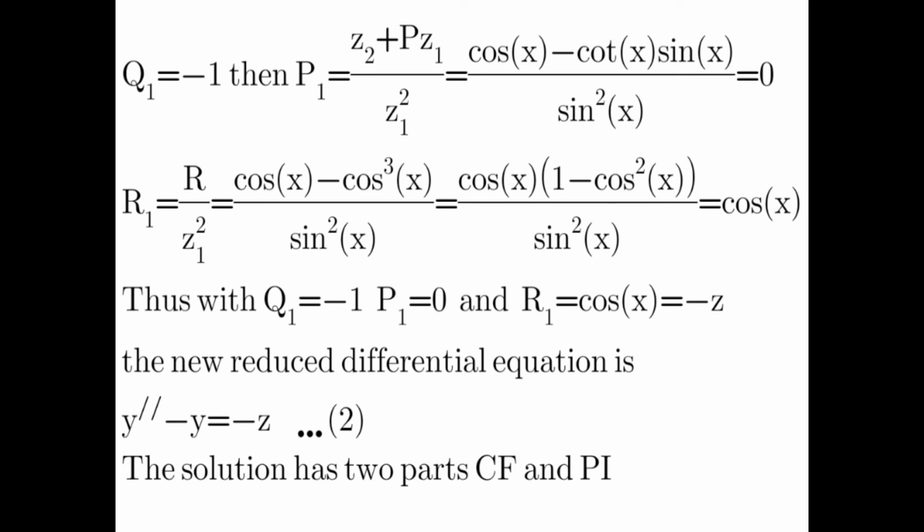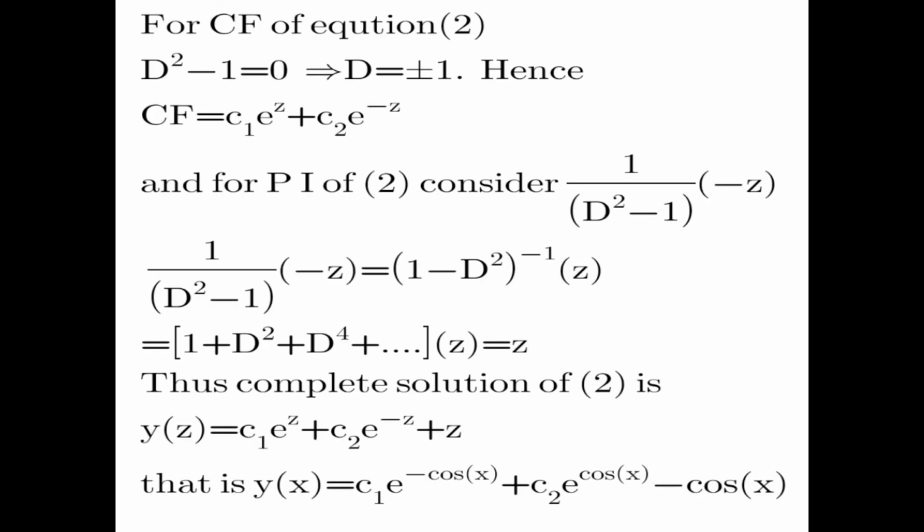And the solution of this equation 2 has a complementary function as well as a particular integral. So for the complementary function, we write the auxiliary equation d square minus 1 is equal to 0, which implies d is equal to plus or minus 1. Hence we have the complementary function as c1 into e power z plus c2 into e power minus z.